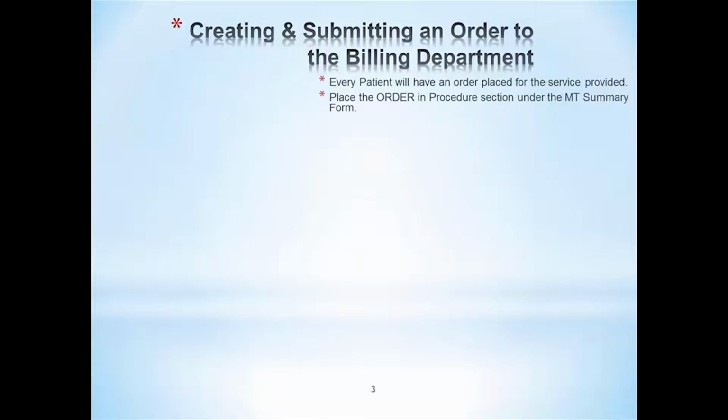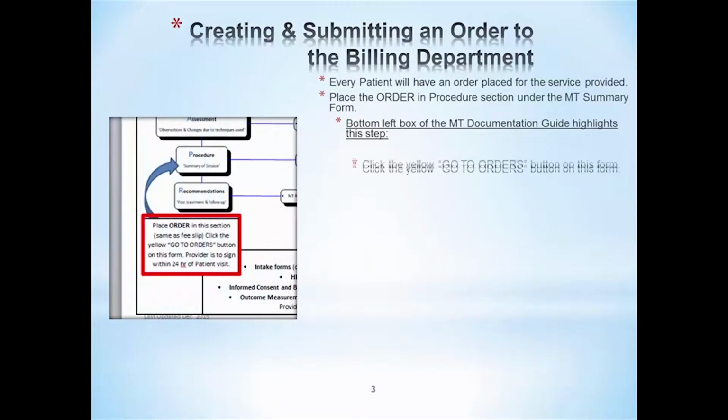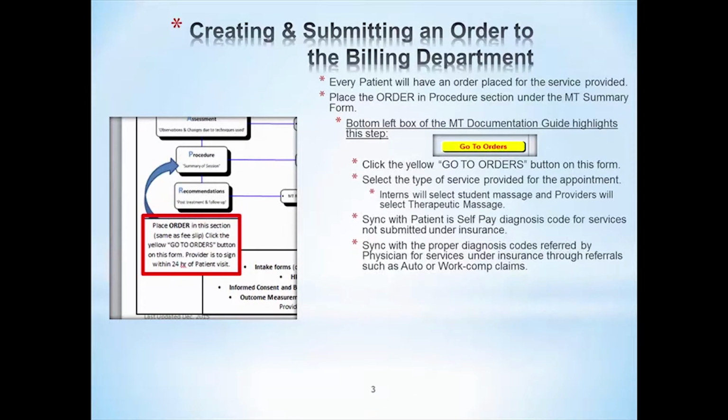You place the order in the procedure section of the MT summary form. Bottom left box of the MT documentation guide highlights this step. You must click the yellow Go to Orders button in this form. Once you click this, it'll take you to a module where you can select the type of service provided for that appointment. Interns will select student massage and providers will select therapeutic massage.